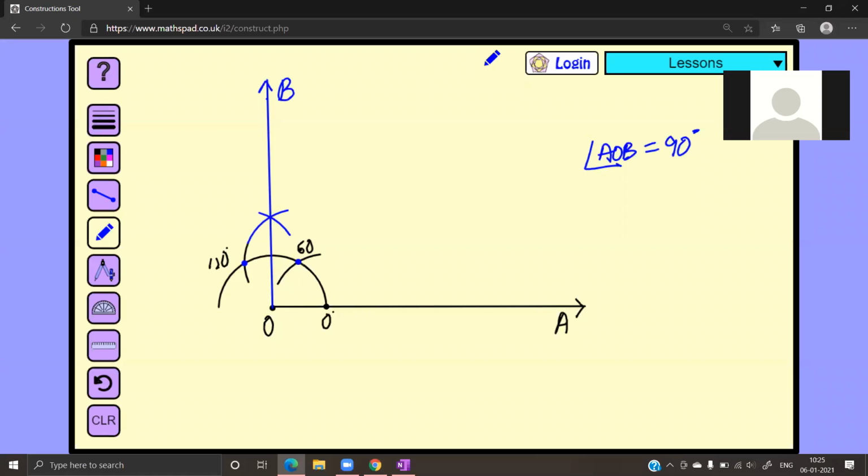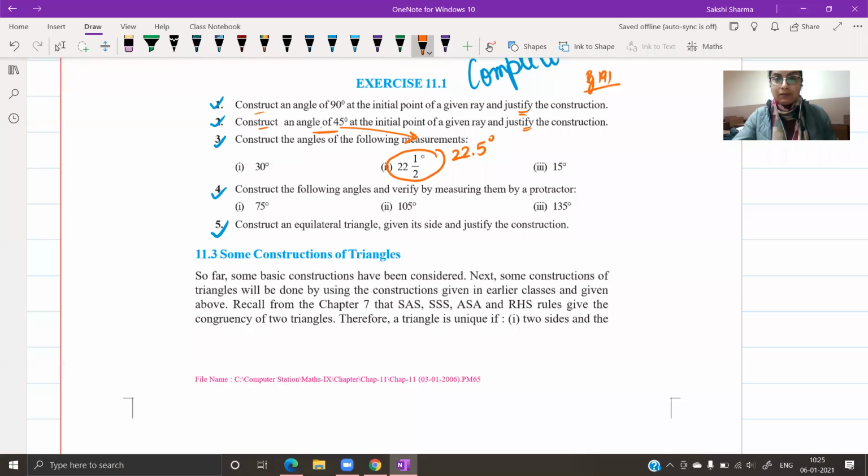Yes, ma'am. Okay. Question number 2, we have to construct an angle of 45 degrees. So for the construction of the angle with measure 45 degrees, we first of all need to construct an angle of 90 degrees and then we shall bisect.